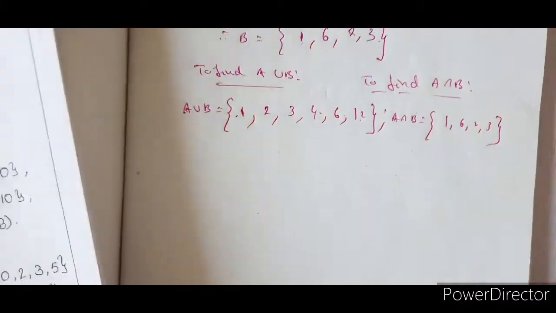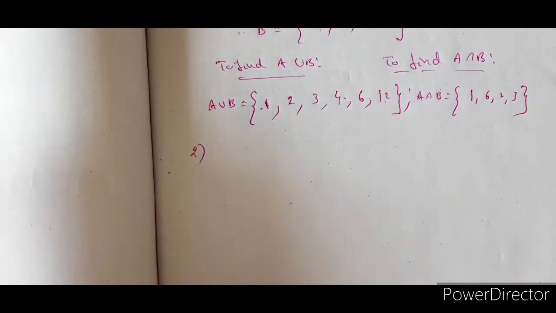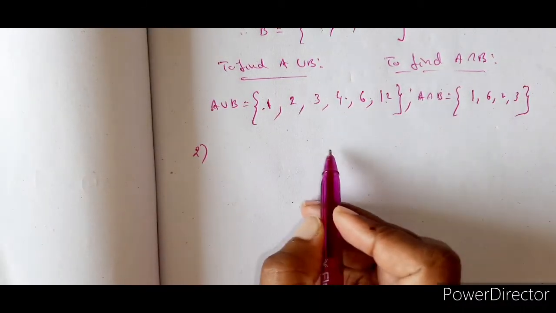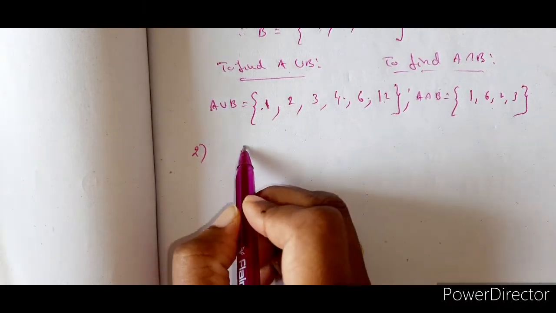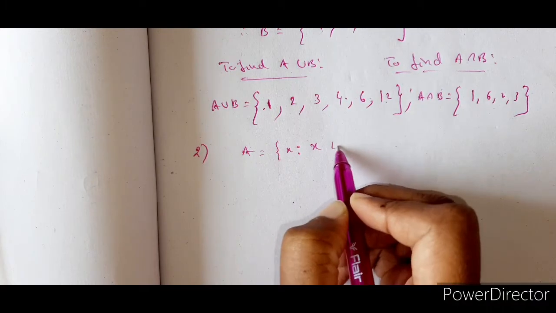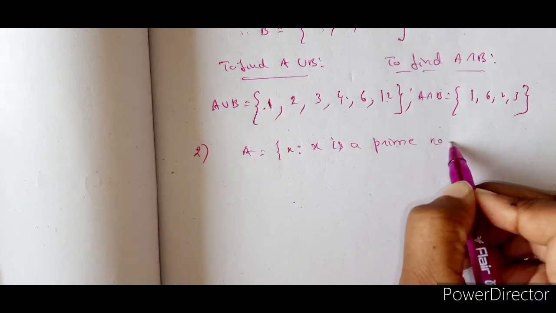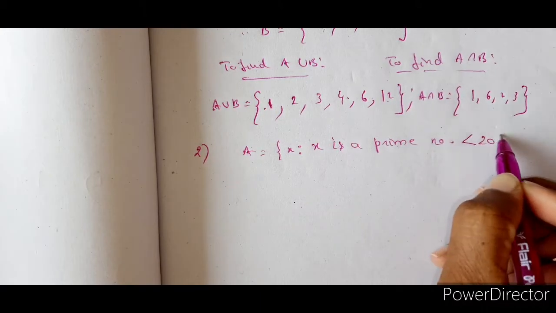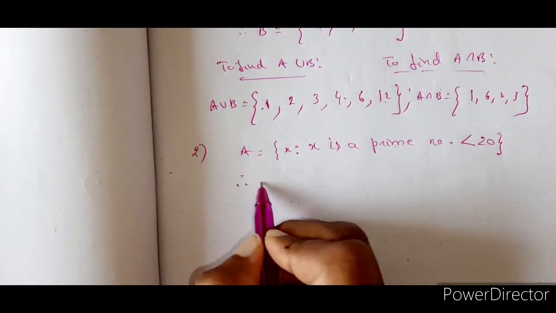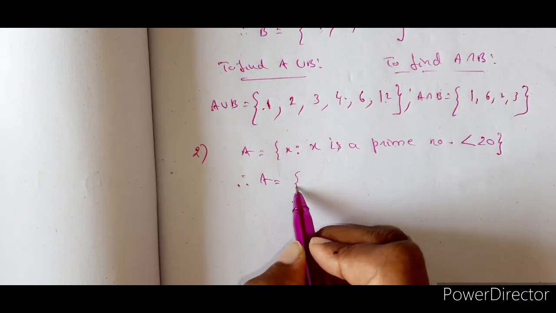First let me do this. The first few problems I'll do here, even though they are very direct, so that you will come to know how you have to write the steps. Given A is equal to {x such that x is a prime number less than 20}. Therefore A is equal to the prime numbers. Is 1 a prime number?